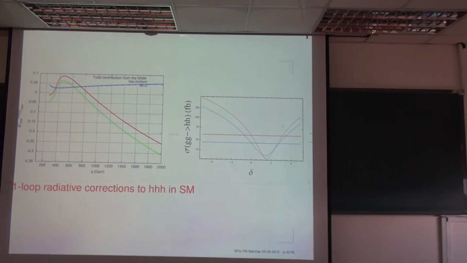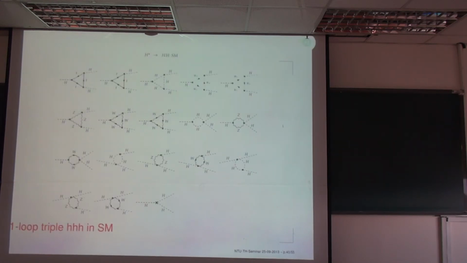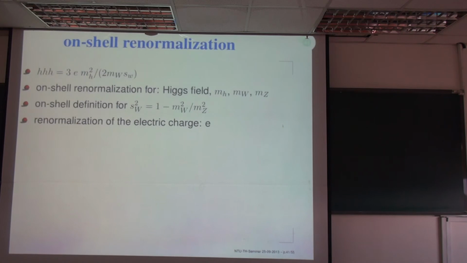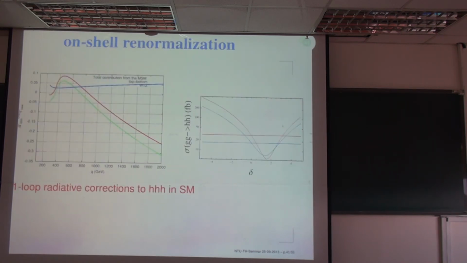Which diagram is the most significant? The significant one is just the top one, this one. Remember that Kahneman and the, yeah, they did it both diagrammatically and from the effective potential, and the top contribution is the dominant contribution.